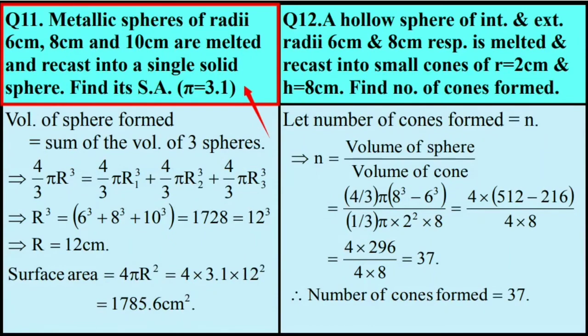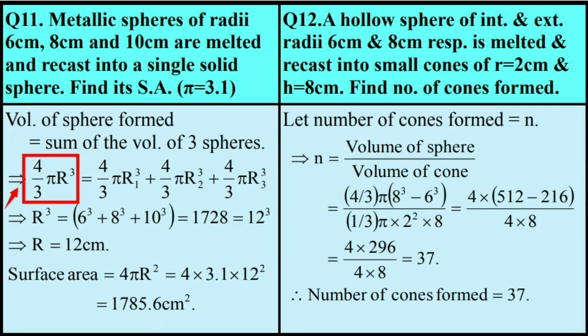The next question is question number 11. Metallic spheres of radii 6 cm, 8 cm and 10 cm are melted and recast into a single solid sphere. Find its surface area. The easier way to solve this question with negligible calculation is to equate the volume of the sphere formed with the sum of the volume of the three spheres mentioned in the question.